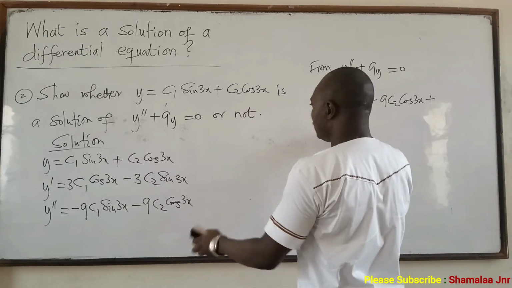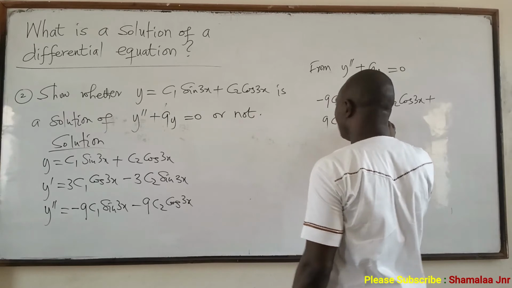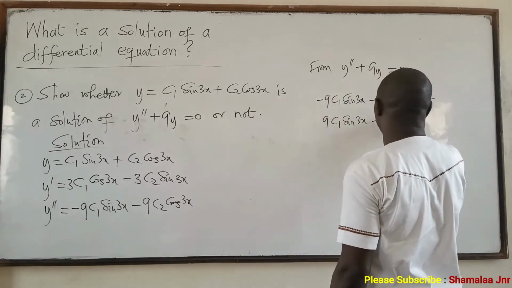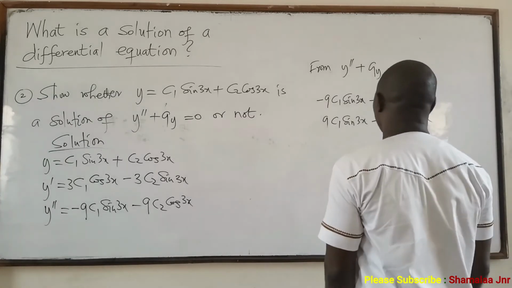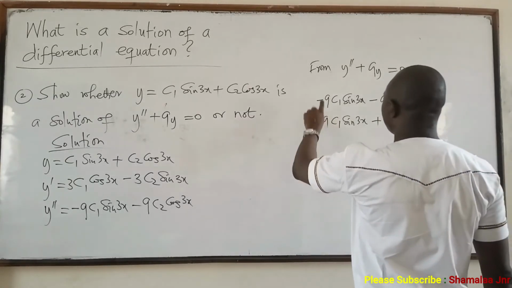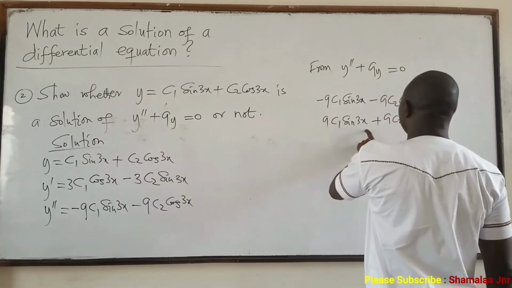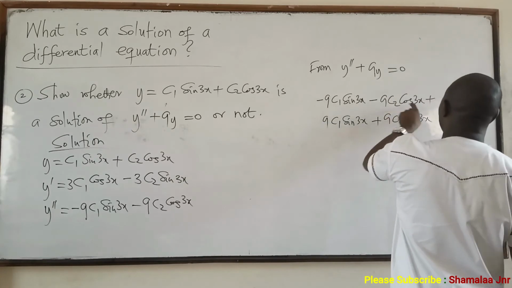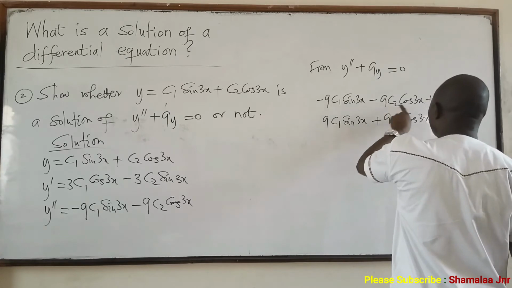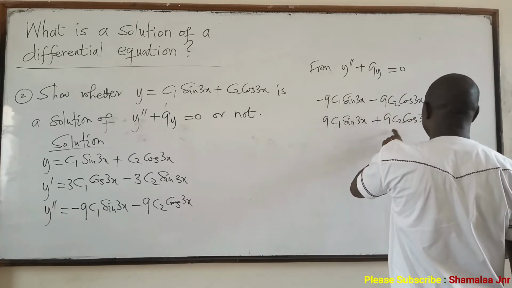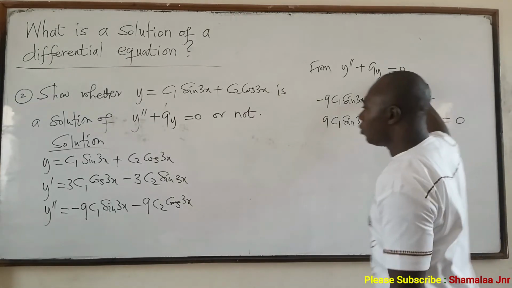9 C1 sine 3x, isn't it? Plus 9 C2 cos 3x. Now let's see if we can do some cancellations. Negative 9 C1 sine 3x will cancel positive 9 C1 sine 3x. Negative 9 C2 cos 3x will cancel positive 9 C2 cos 3x. So the whole of it is equal to 0. And indeed, this is equal to 0.